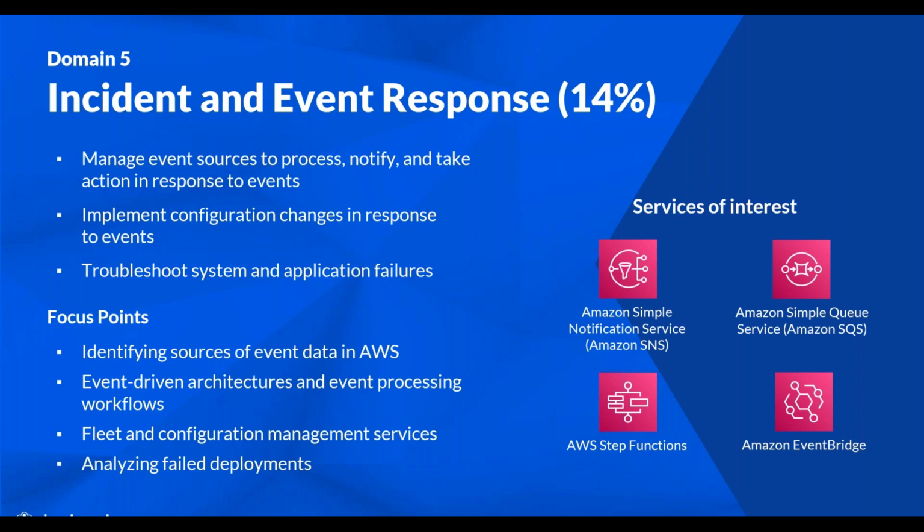failures. So making sure that you have those alarms in place, having those notifications in place to be able to find out when there may be a failure that's impacting the availability of an application, something like that. So things you want to focus on, everything from identifying all of the different sources of event data in AWS, knowing the basics of event-driven architectures, event processing workflows, understanding that SNS, the Simple Notification Service, is the service that's leveraged for notifications and not SES, the Simple Email Service. I've seen that come up as a distractor a couple of times.